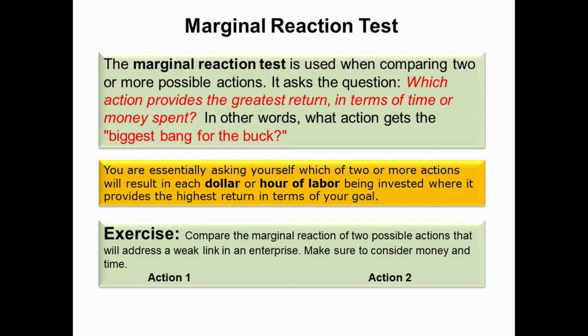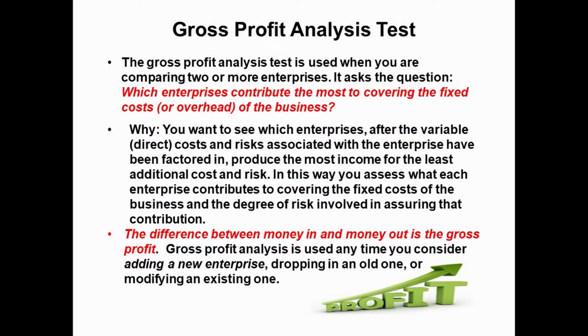Let's do an exercise. Compare the marginal reaction of two possible actions that will address a weak link in an enterprise. Make sure to consider money and time. We will follow the marginal reaction test up with a gross profit analysis test. The gross profit analysis test is used when you're comparing two or more enterprises, just like the marginal reaction test. However, this time you're asking yourself which enterprise contributes most to covering the fixed costs or overhead of the business. And the difference between money in and money out is the gross profit.